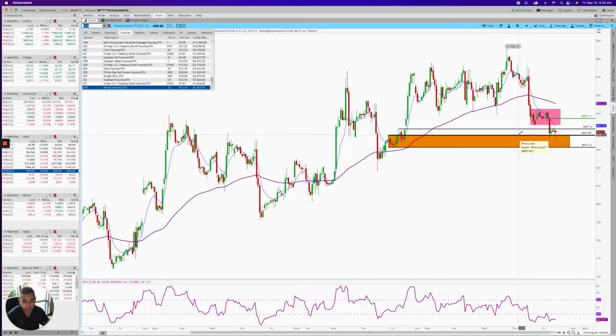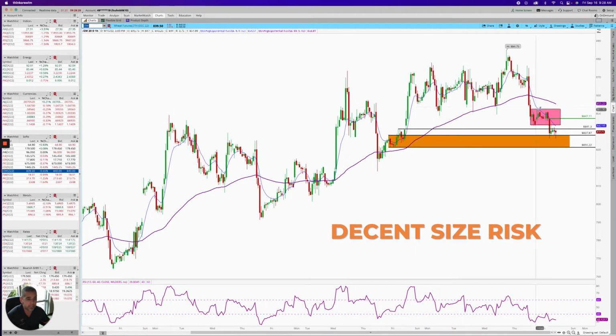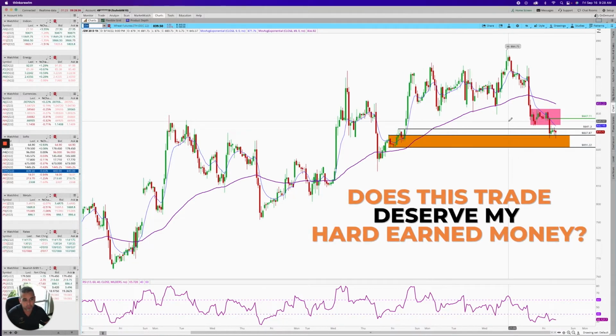So basically, 8 points times 4 is 32, times 12.5, times however many contracts you have. That would be the risk. So it's a decent sized risk that we have here. And one of the things that we always have to think about, guys, when we're trading, is you have to ask yourself the question, does this trade deserve my hard-earned money? Because that's what you're putting on the line, is your hard-earned money.